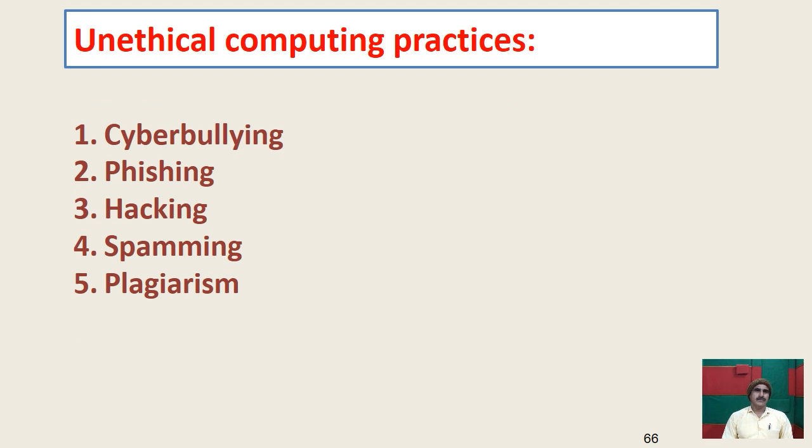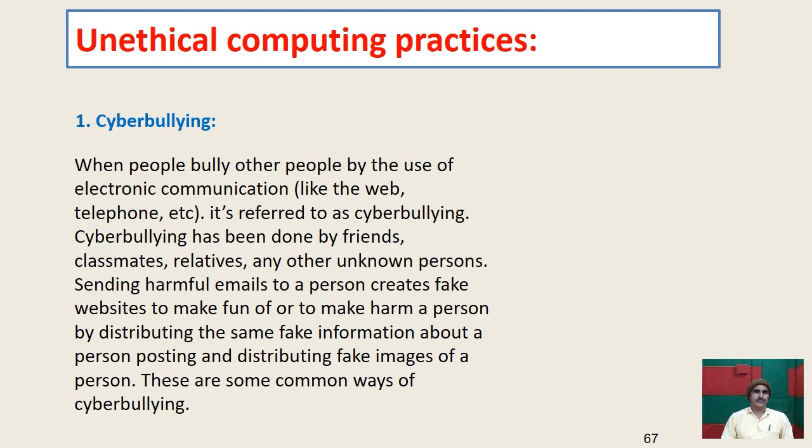Next we will see the unethical computing practices. It includes cyberbullying, phishing, hacking, spamming, and plagiarism. So we will see these one by one. Number 1 is cyberbullying. Unethical computing practices means these are illegal work. These different aspects cause harm to your computer and to your storage.